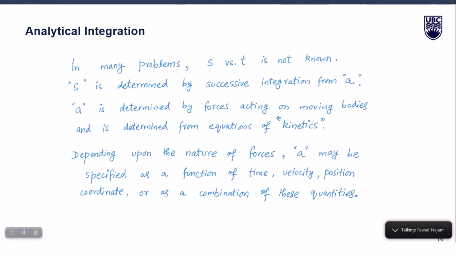Now let's proceed to the second case, when displacement versus time is not known. So S may not be provided to you as a function of time, and there may be many practical cases in which that will occur. Imagine an unconstrained motion where a particle can move from point A to point B in more than one way, if it is free to move in any path. In that case you may not be able to describe its S versus T relationship.